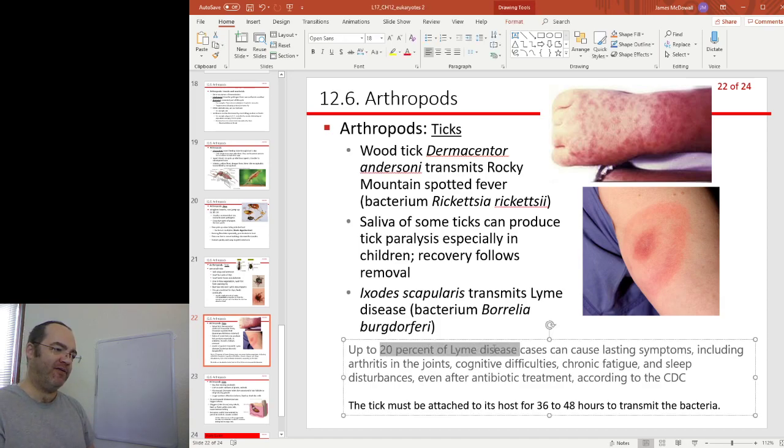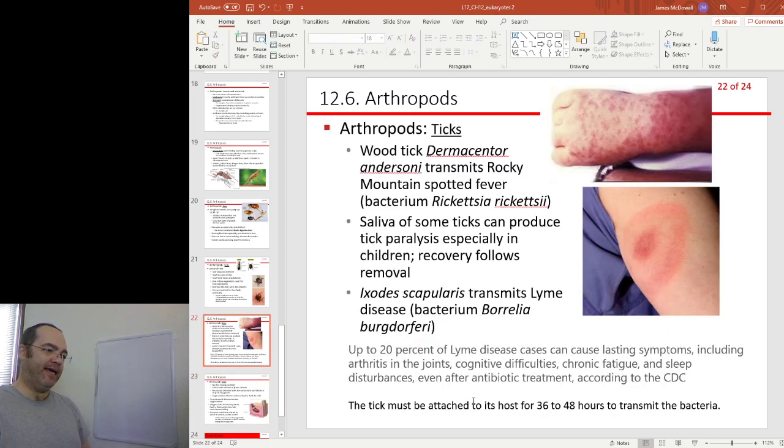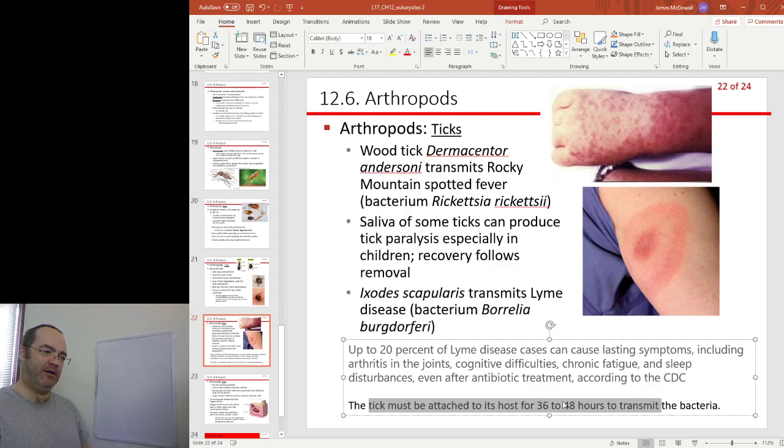Up to 20% of Lyme disease cases can cause lasting symptoms. So this isn't just a case of getting sick with Lyme disease. Many nasty side effects: arthritis, cognitive difficulties, chronic fatigue, sleep disturbances. In the case of Lyme disease, the tick must be attached for quite a long period of time, 36 to 48 hours, to effectively transmit the bacteria.